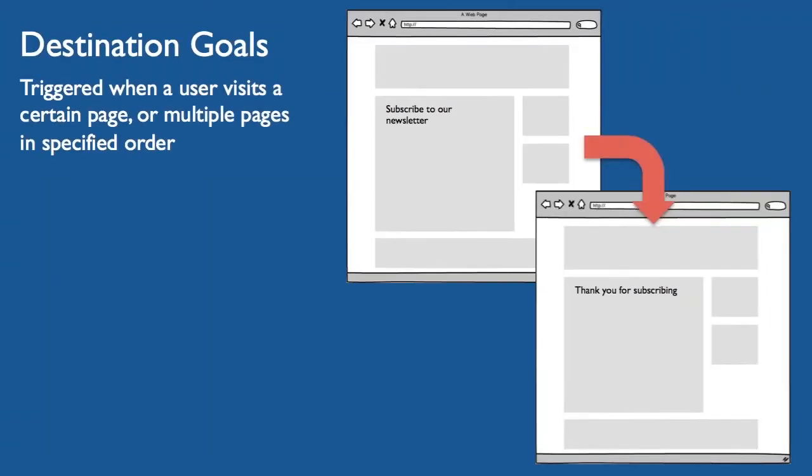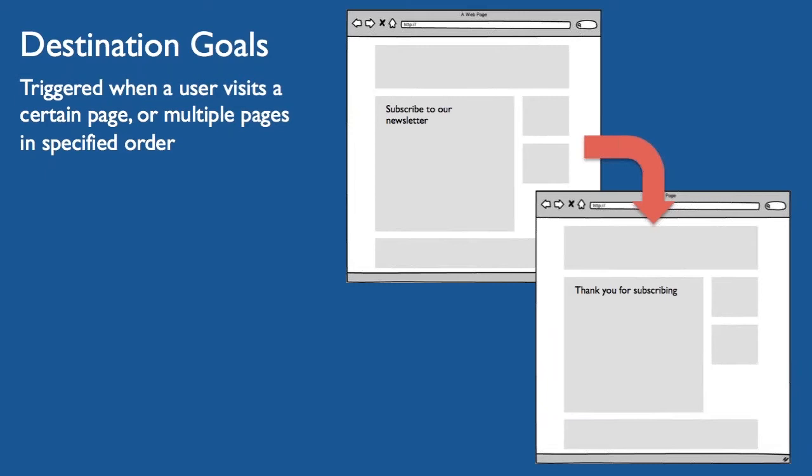So destination goals. A destination goal is triggered and counted as a conversion, and conversion is just a successful goal, basically. It's triggered when a user visits a certain page on your website or multiple pages in specified order. So since we're talking to web publishers today, and these are Google Analytics tips for web publishers, I will use an example that's relevant to web publishers.